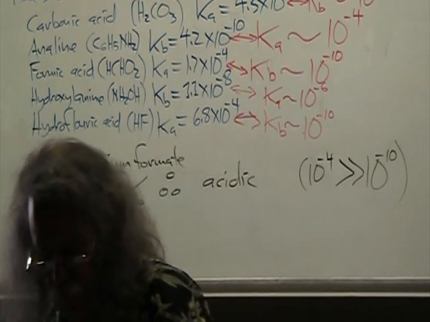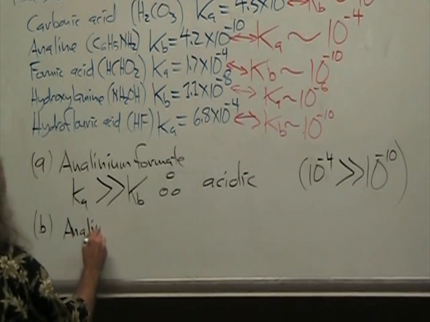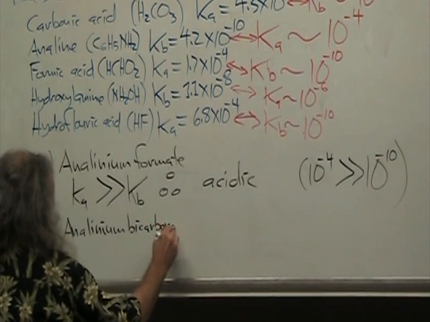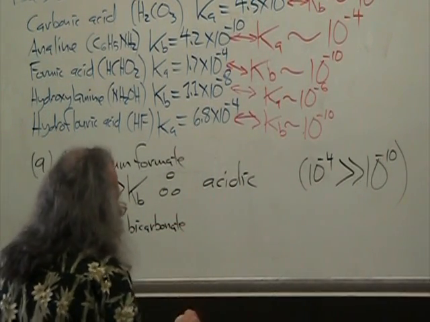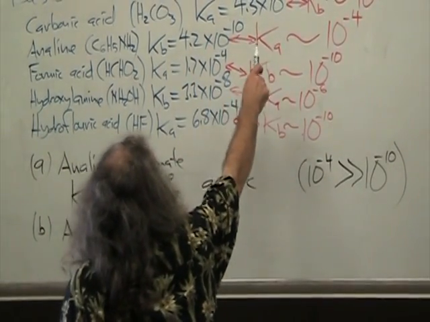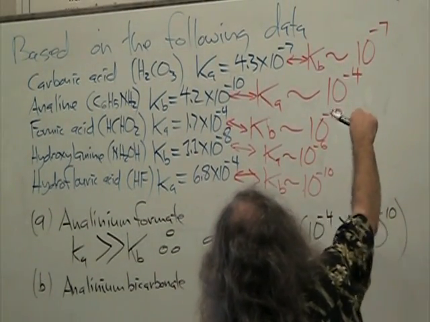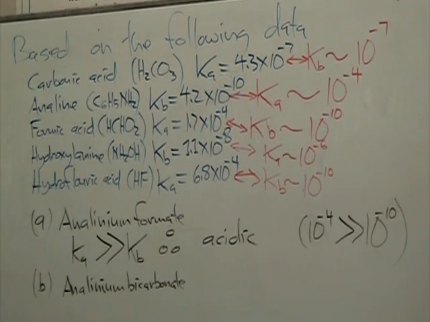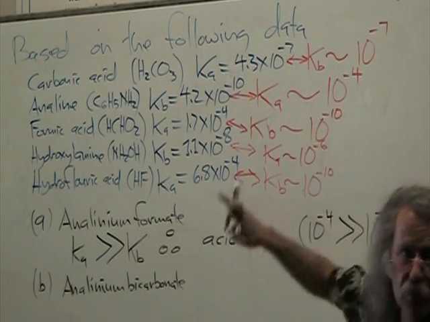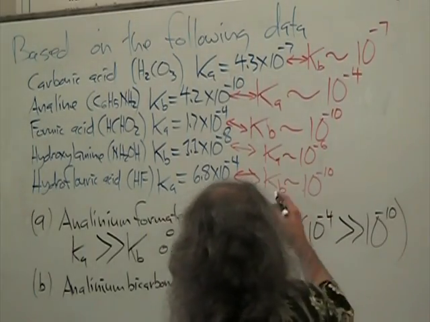Okay, and now B. What was B? Anilinium bicarbonate. And there I've got carbonic acid at 10 to the minus 7, and anilinium is 10 to the minus 4. So 10 to the minus 4 divided by 10 to the minus 7. What? 10 to the 3. It's 1,000.